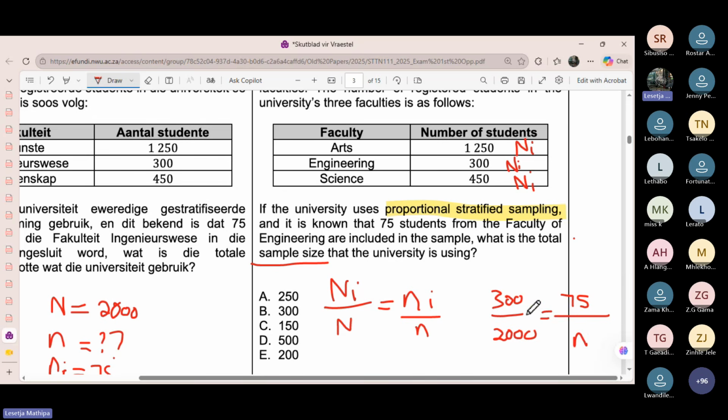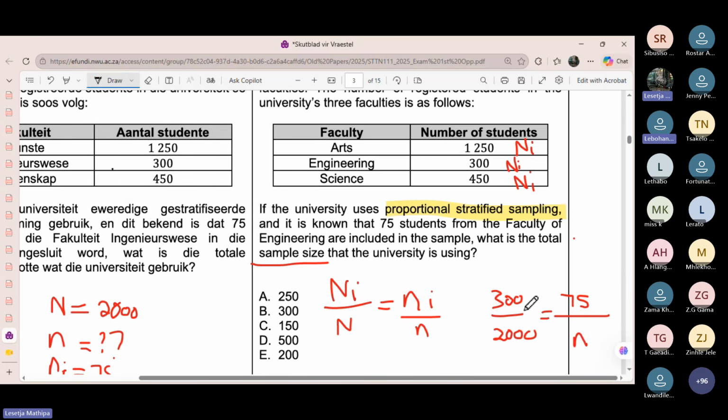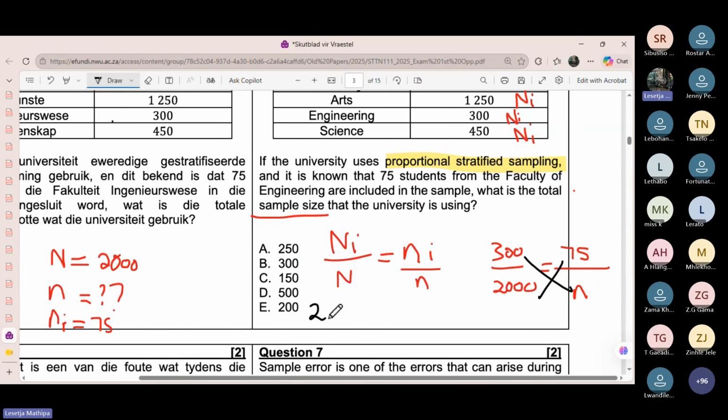Now from here, you do what? You do cross multiply like this. Cross multiply here and this one. So now you're going to have what? 2000, and then you multiply that 2000 with 75, which is equal to 300n. 300 and then n, like this.